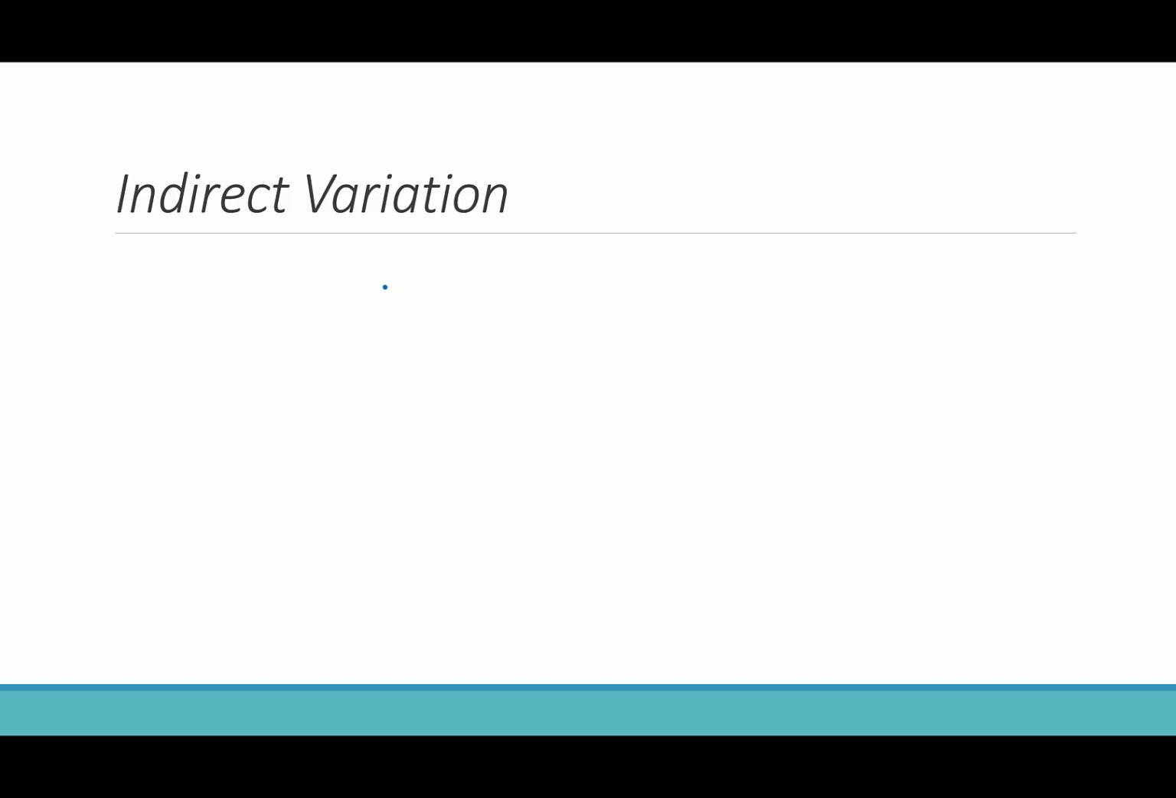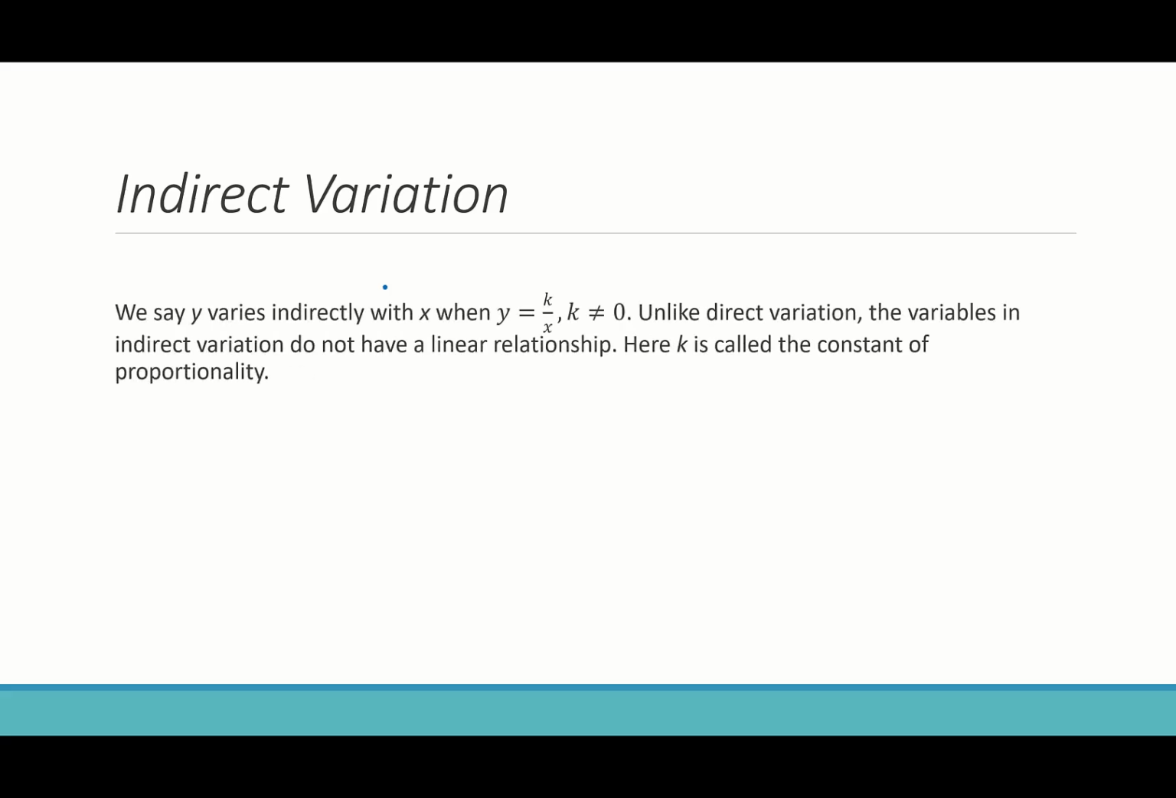Okay, so now that you've thought about direct variation, we're going to switch entirely and go with indirect variation. We say that y varies indirectly with x if we can say that y equals k over x, and we just say that k can't equal 0 because then there would be no relationship. Unlike direct variation, the variables in indirect variation do not have a linear relationship. These are more like a reciprocal relationship, although it's not entirely reciprocal because we do have k, but it is more similar to that. Here we call k the constant of proportionality.